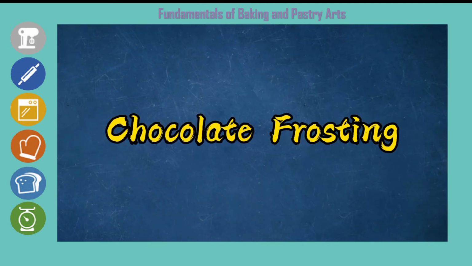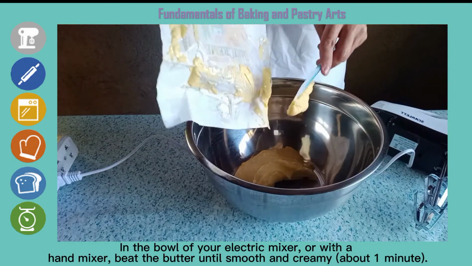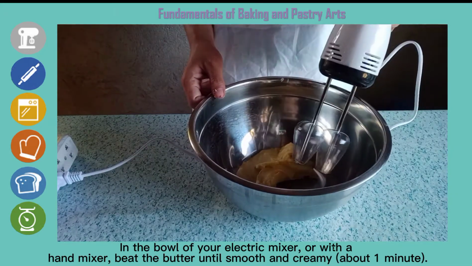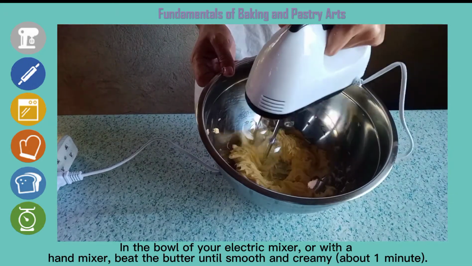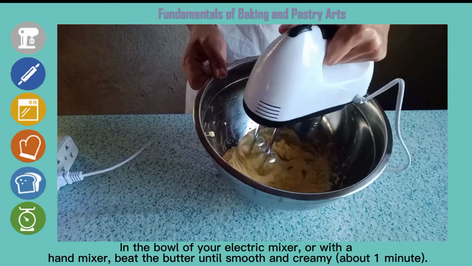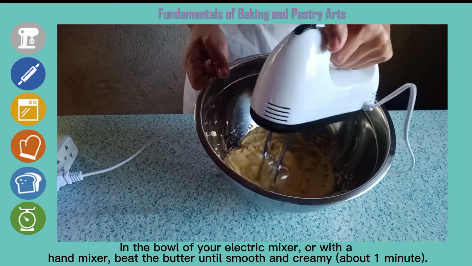How to make a chocolate frosting. In a large bowl, using a mixer, beat the batter until it becomes smooth and creamy. Beat for about 1 minute.